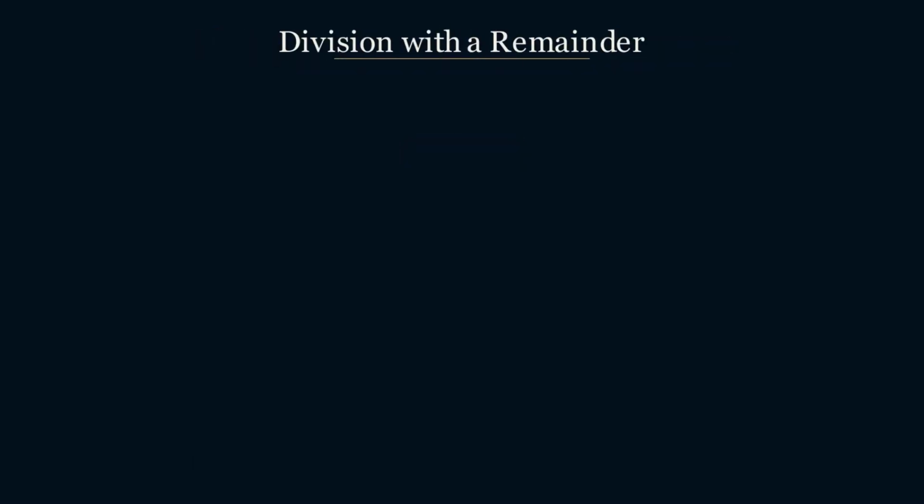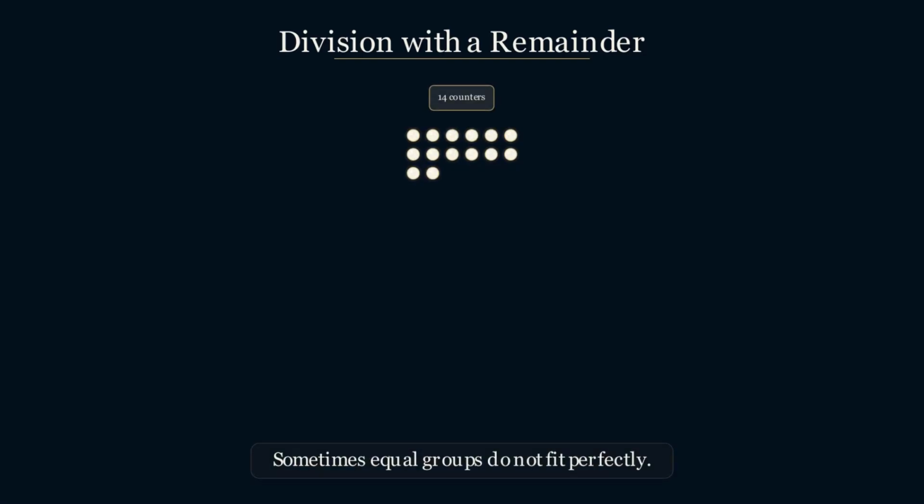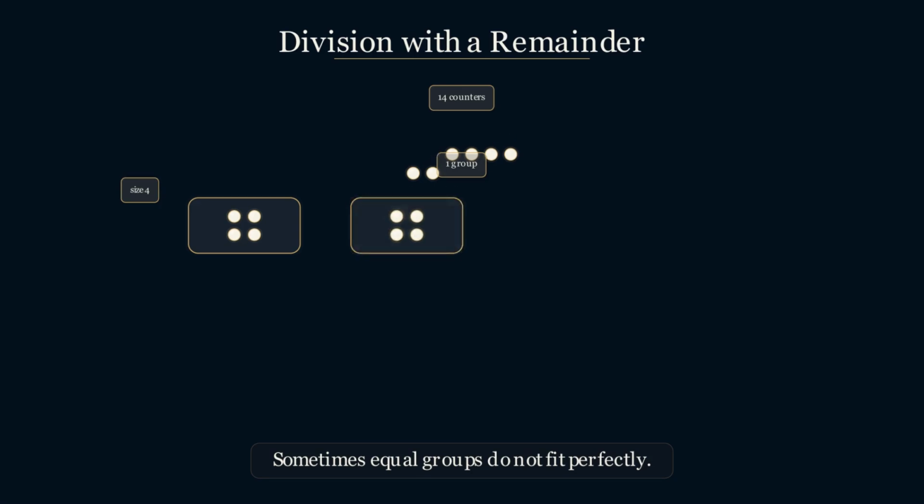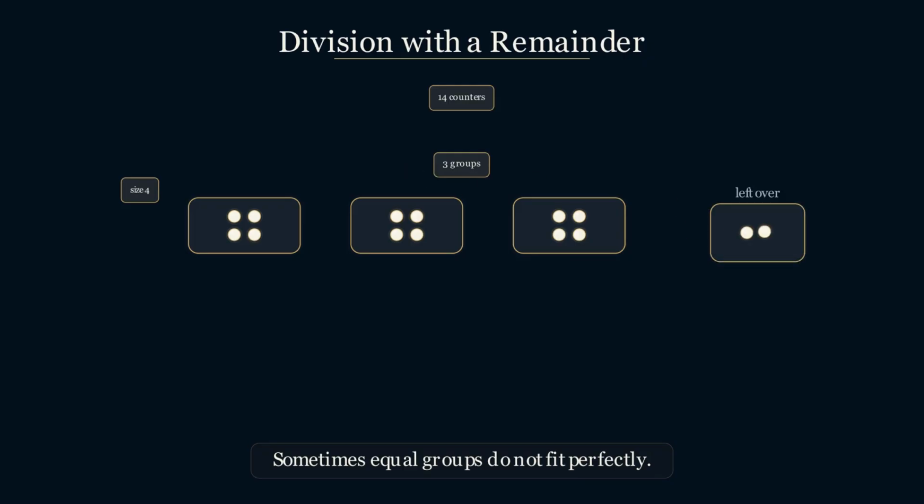Now consider division with a remainder. We start with 14 counters and we try to make groups of 4. The first full group takes 4 counters. The second full group takes another 4. The third full group takes another 4. So far, we have made 3 full groups, but 14 does not split perfectly into groups of 4. After 3 full groups, 2 counters are left over.